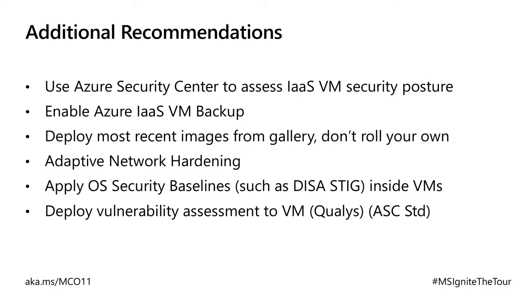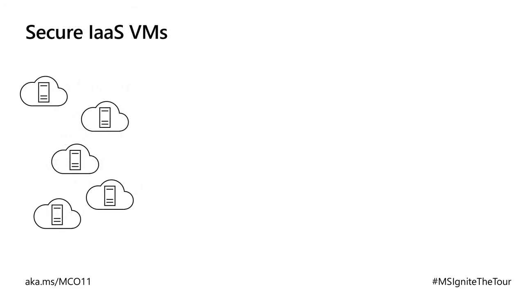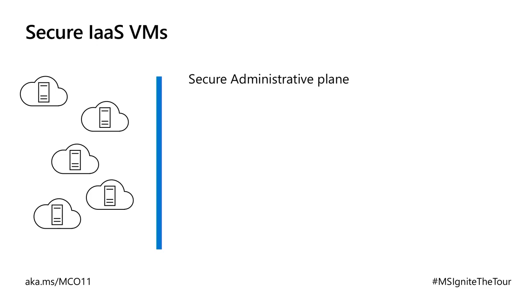Then also you can deploy a vulnerability assessment to the VM. So if you've got Azure Security Center standard, you can do Qualys. It'll push Qualys in and it'll then do a vulnerability assessment based on the configuration of your VM and again come through and tell you what you need to do to make that VM more solid.